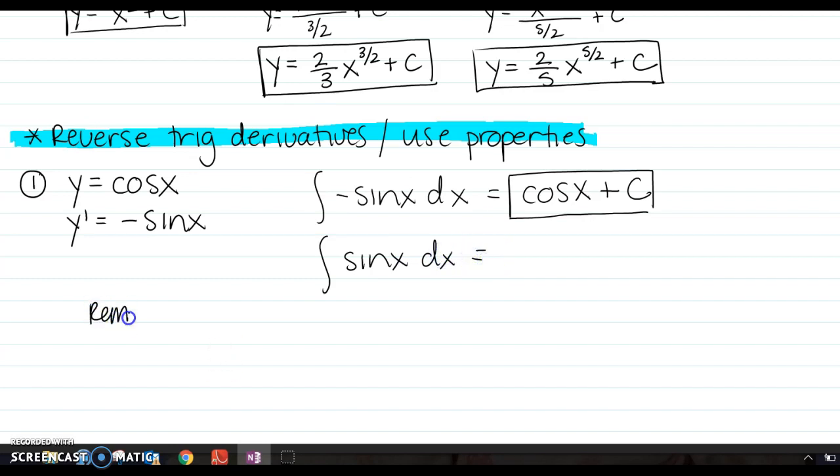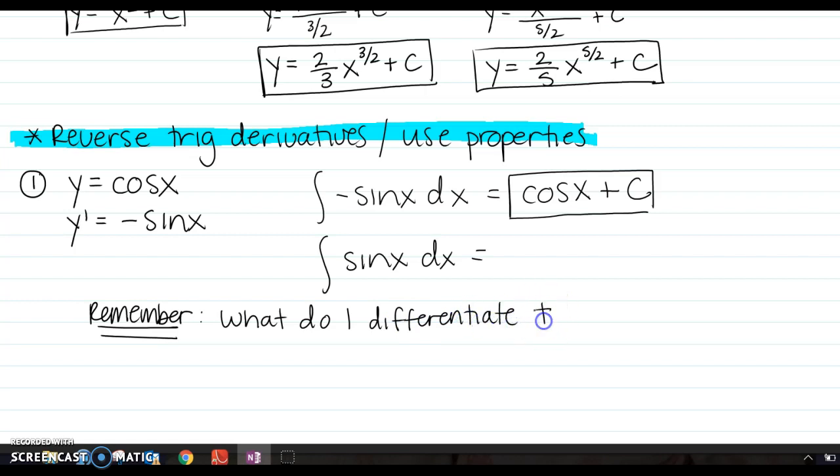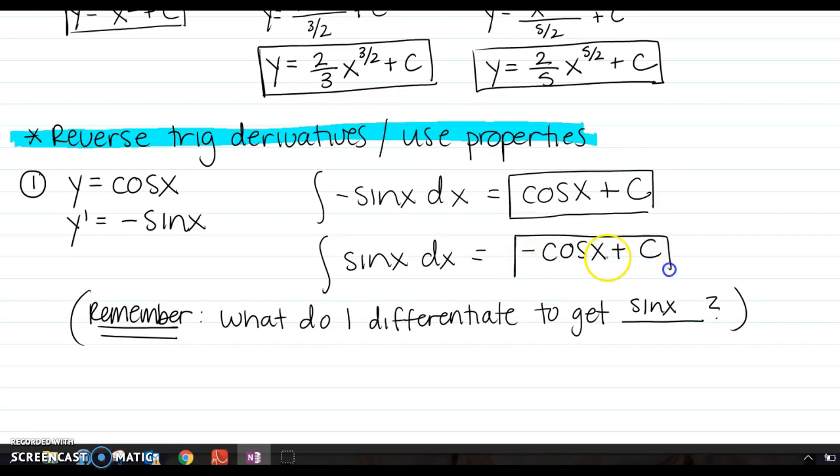Remember, what we're asking in our head a lot of the time, until it becomes automatic, is what do I differentiate, take the derivative of, to get really whatever I'm taking the integral of. In this case, sine x. So what do I differentiate to get sine x? And we know that the derivative of cosine is negative sine, so we're going to have to take the derivative of negative cosine to cancel out the negative. So the derivative of negative cosine is going to be negative negative sine, which is just sine. So that's why that works.